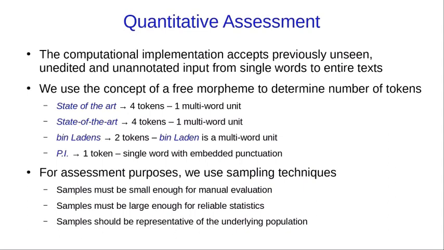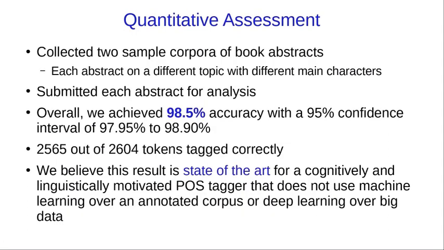The samples need to be small enough for manual evaluation, but large enough for reliable statistics, and the sample should be representative of the underlying population. We collected 2 sample corpora of book abstracts, where each abstract is on a different topic with different main characters. The intent here is that these abstracts are representative of the larger population. We submitted each abstract for analysis.